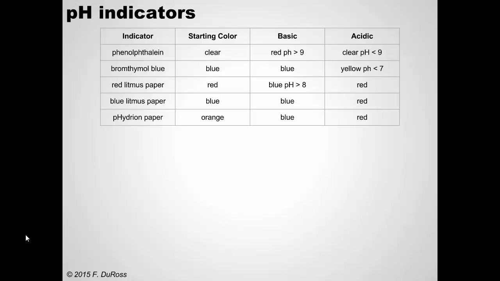And then there are some types of paper that will turn color when placed in a solution, and you can compare the color. It will go from red on the most acidic side to blue, and it will turn different shades of colors that you can compare to a reference chart to see the acidity of whatever solution you're testing.